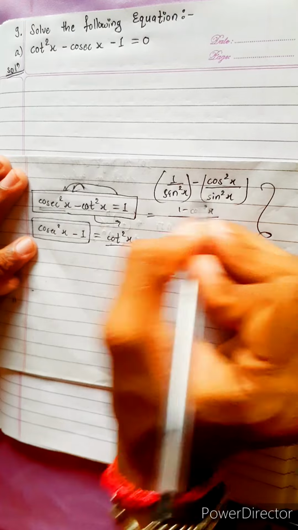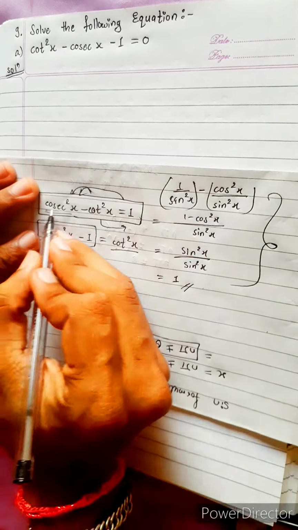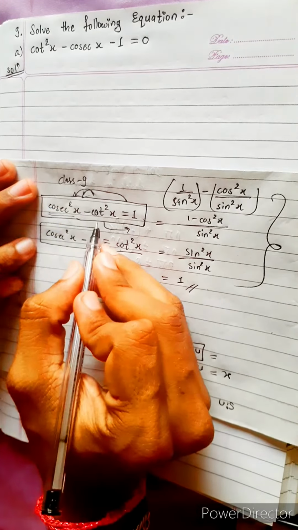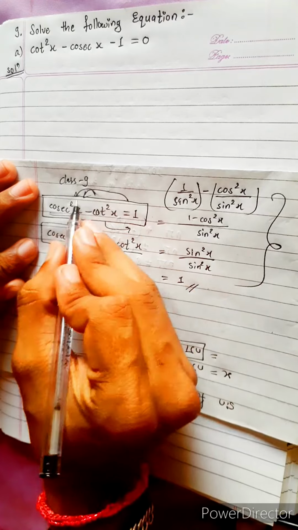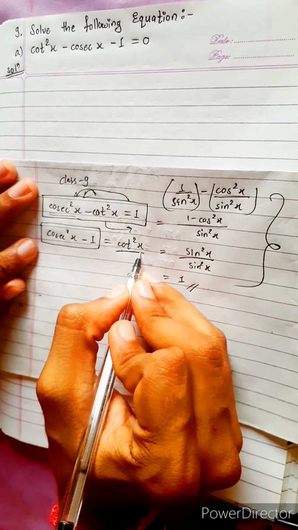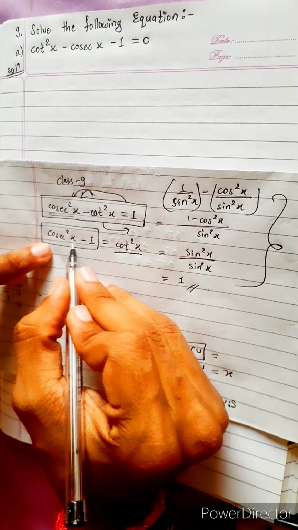Cos square x by sin square x is cot square x. This equals 1. Just now we have proved. So if this is a formula of class 9, then this is also a formula. This cot goes this side, 1 comes this side. It will be cosec square x minus 1 equal to cot square x. So this is the formula we just derived here. So in place of cot square x, we will write cosec square x minus 1.